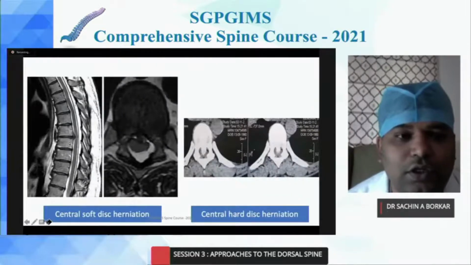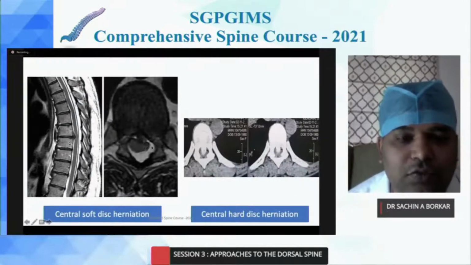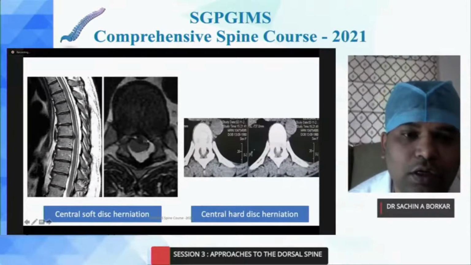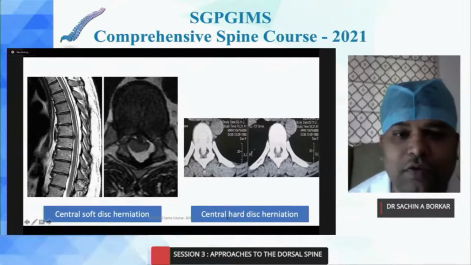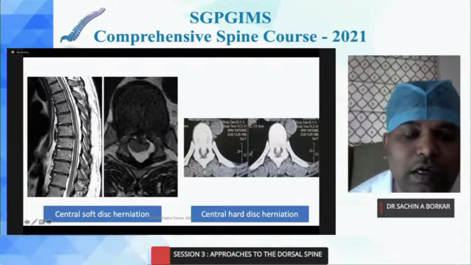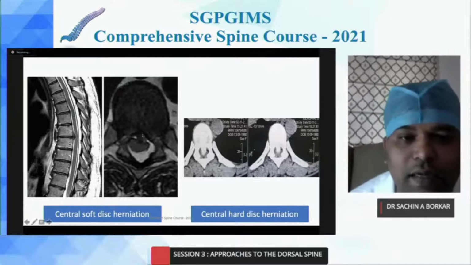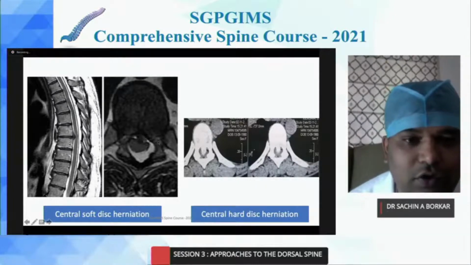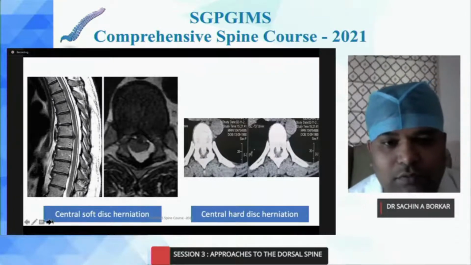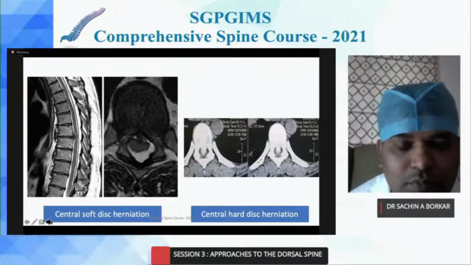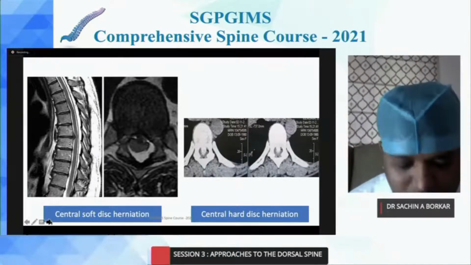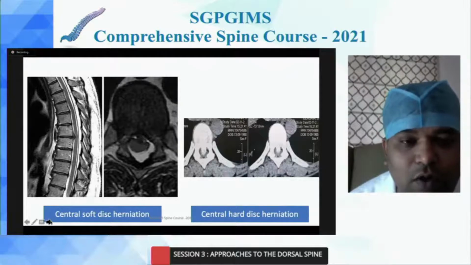However, the situation changes if it's a central disc, because now you have to tackle the thecal sac, which is stretched over this. And if it's calcified, then it's a different ballgame. So again, the central disc can be approached either by an anterior transthoracic approach or by a posterolateral, lateral extracavitary or costotransversectomy approach. Obviously, the transthoracic approach has a learning curve, because not many people nowadays do transthoracic. Even the training institutes, very few people are now doing transthoracic. Most of them are doing posterior and posterolateral.